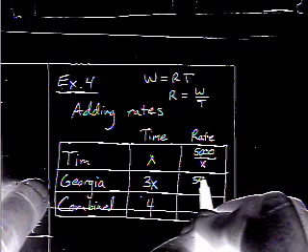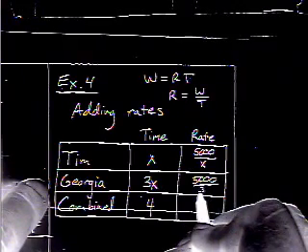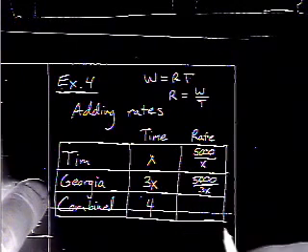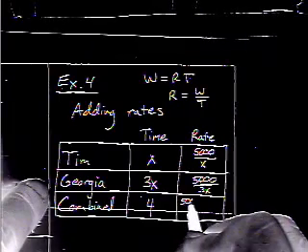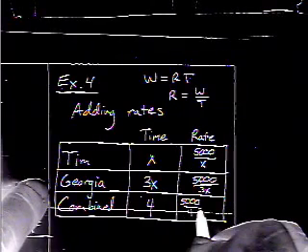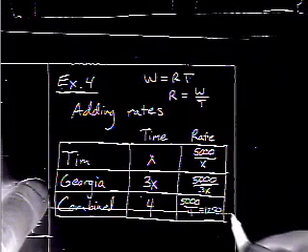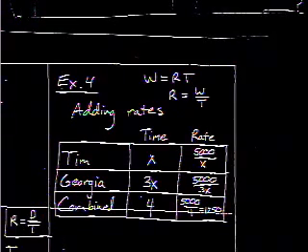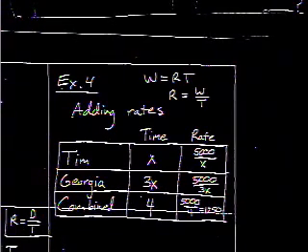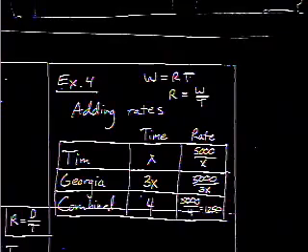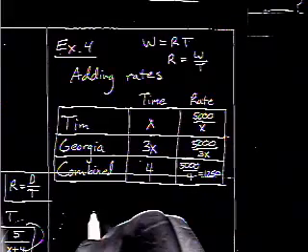If Georgia was doing it by herself, it would be 5,000 over 3x. Together, it's 5,000 divided by 4 hours, or 1,250 envelopes per hour. So together means that I'm going to be adding these things up.